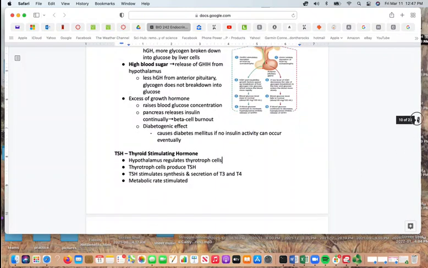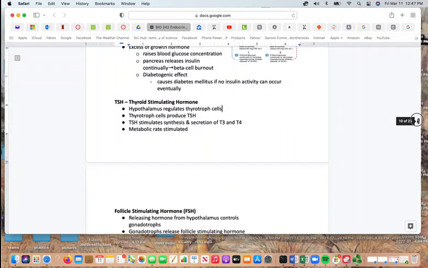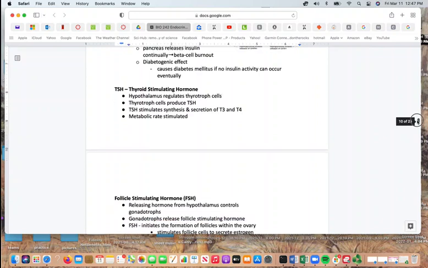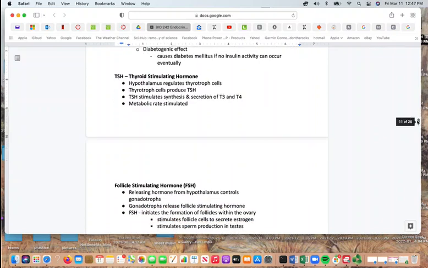So TSH, thyroid stimulating hormone. The hypothalamus is going to regulate the thyrotroph cells. They are the ones that produce TSH, and that's going to stimulate the synthesis and secretion of the T3 and T4 hormones. The metabolic rate becomes stimulated through this.